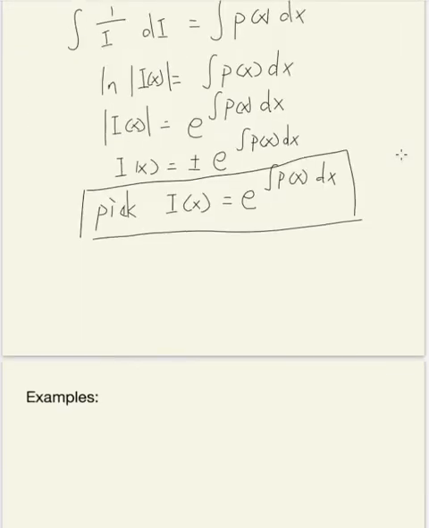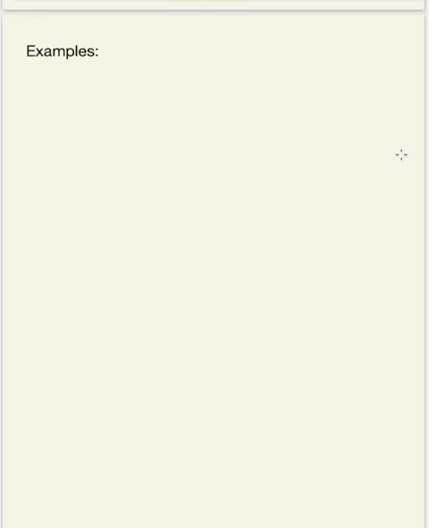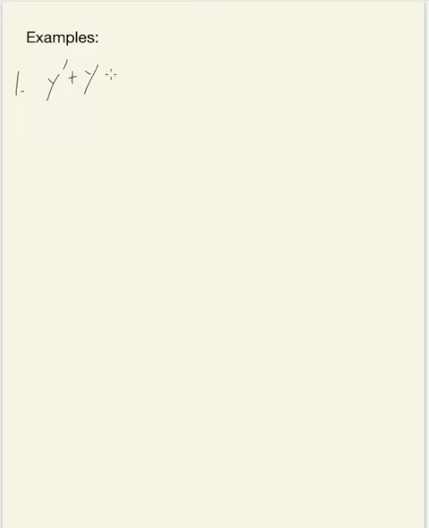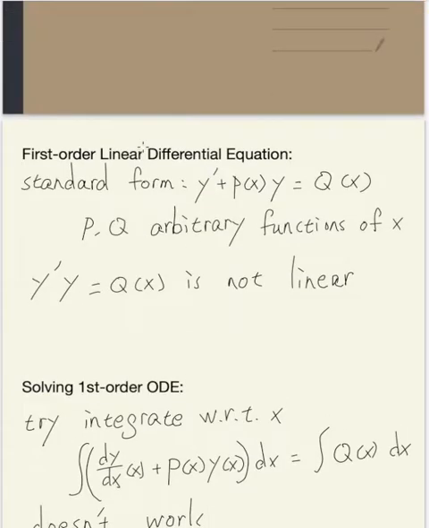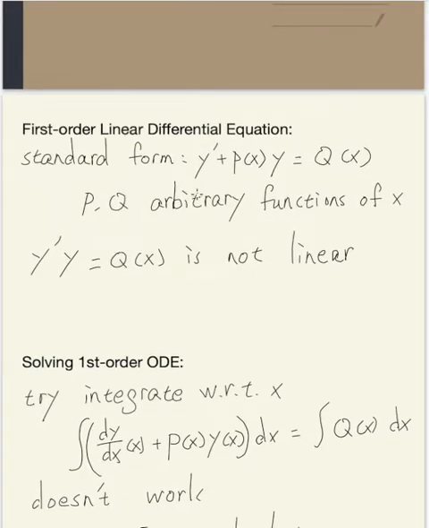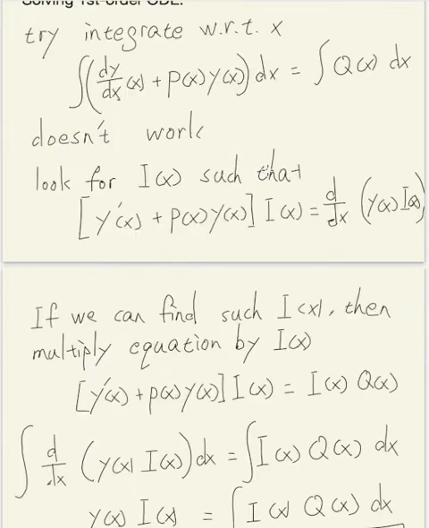Okay, all right, let's look at a couple examples. First, the first problem is y prime plus y equals e of x. All right. So let's go back to our standard form of the first order linear equation. So y prime plus p times y equals q.